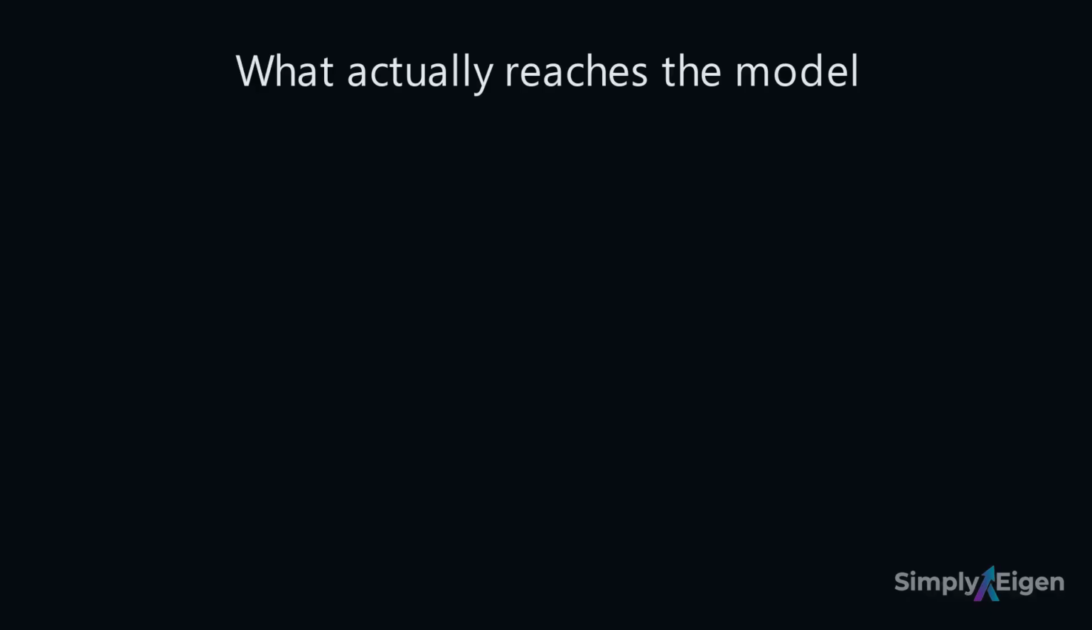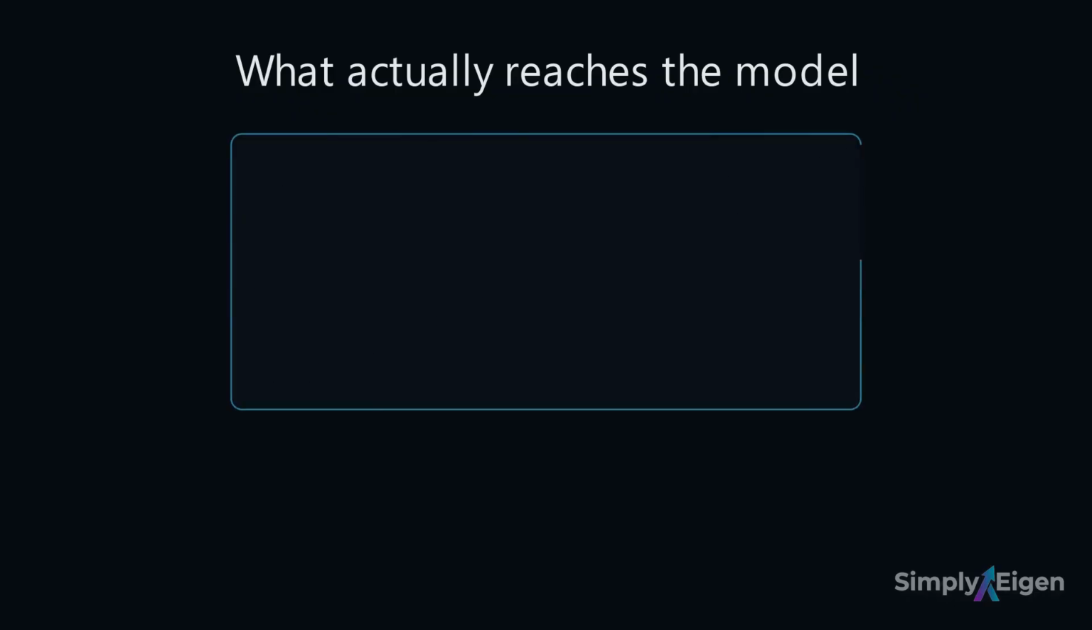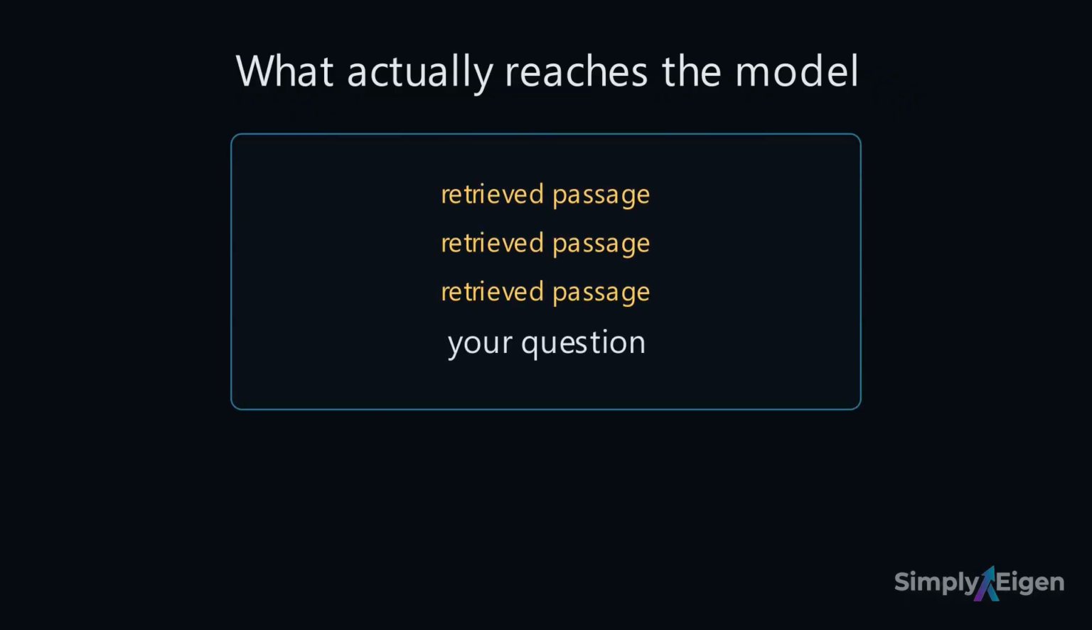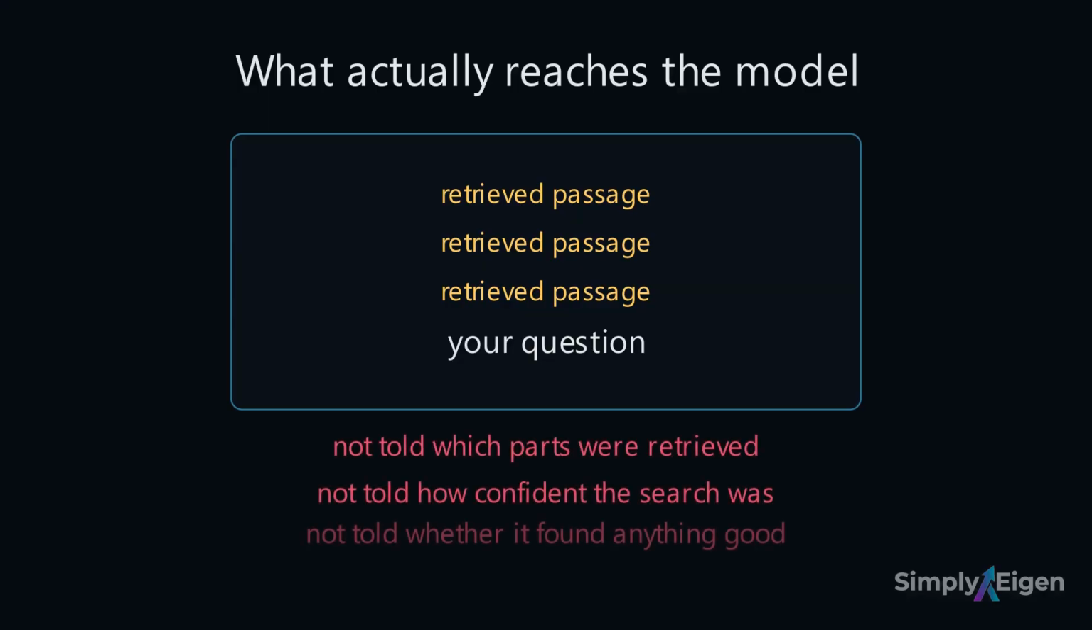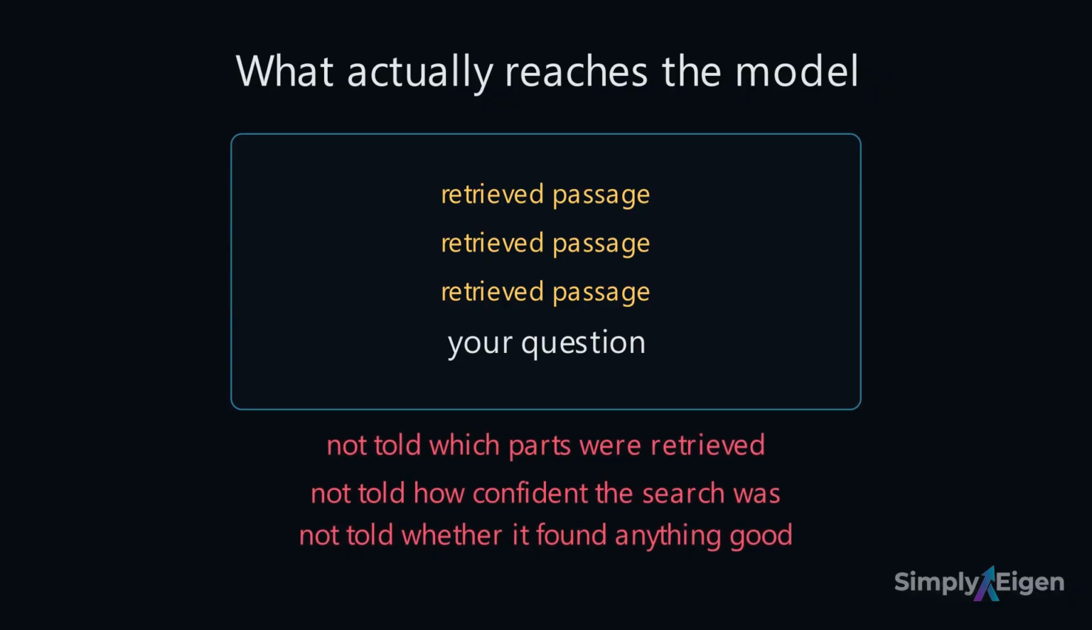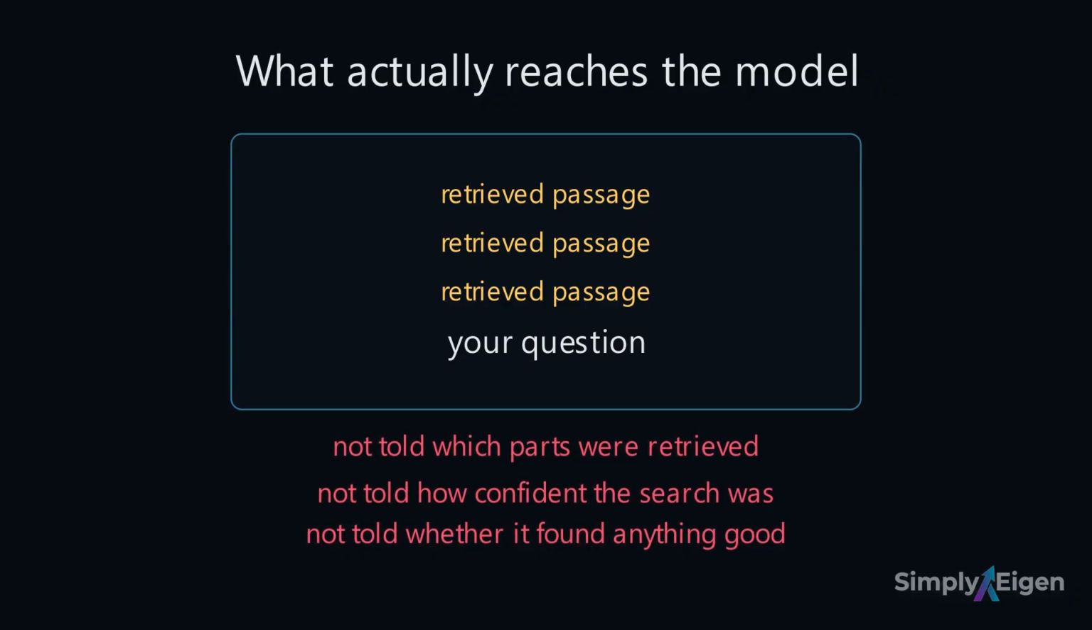So the passages come back, and here is what actually reaches the model. Your question, with a few thousand words of retrieved text pasted above it. That is all. The model is not told which parts were retrieved, or how confident the search was, or whether it found anything good. It sees text, and it answers from the text in front of it.